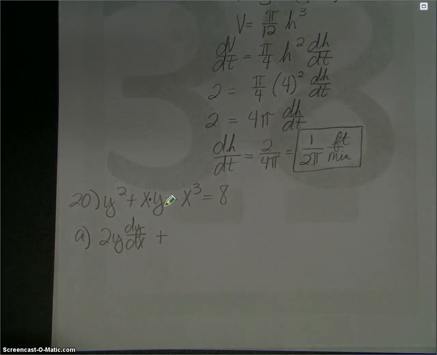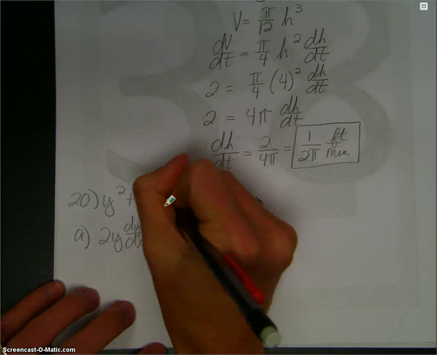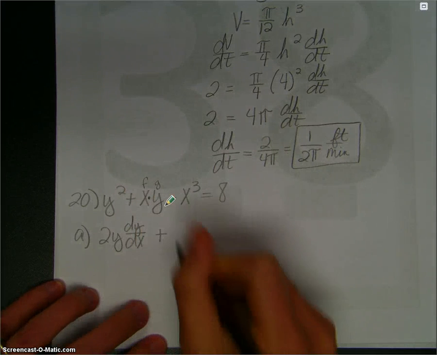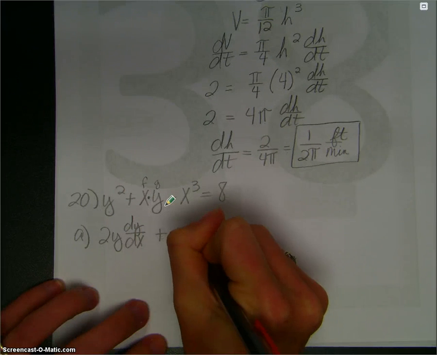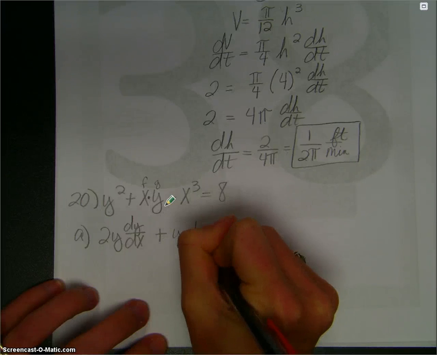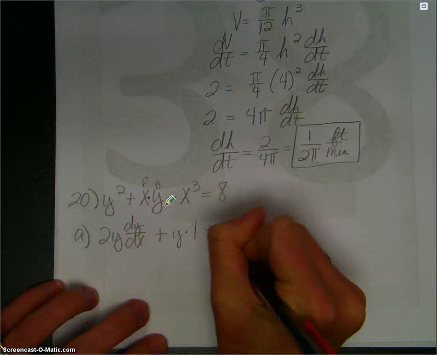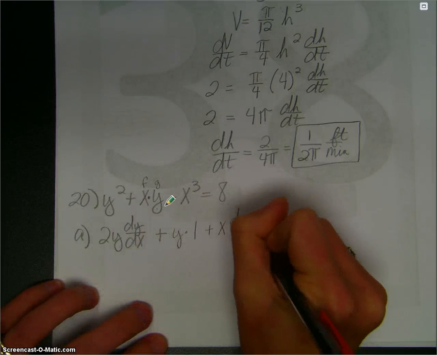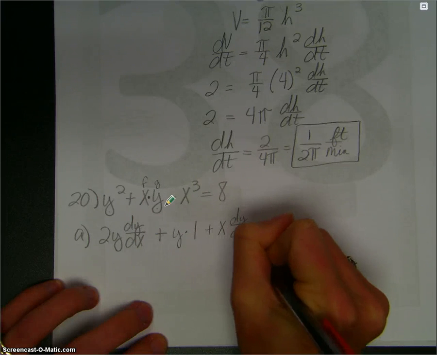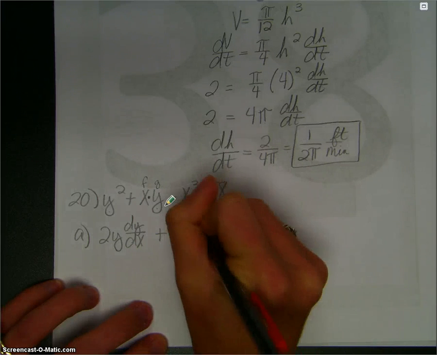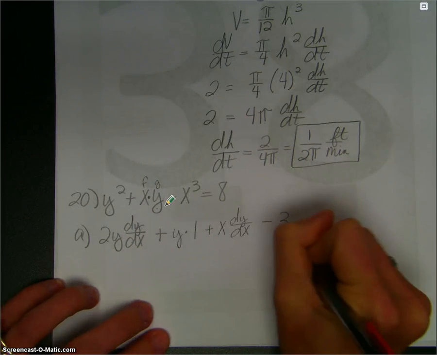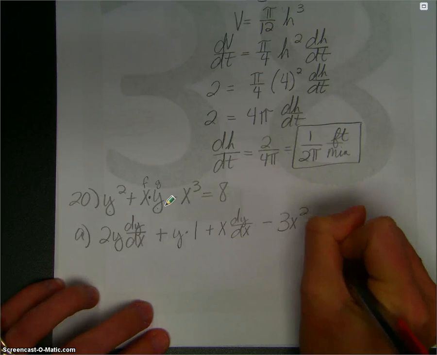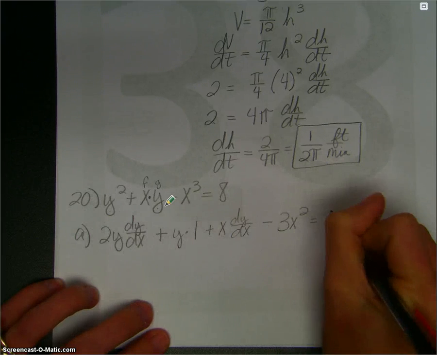All right, now I want to use my product rule with this. So here's f and here's g. I'm going to have g times f prime, which is 1, plus f times g prime, which would be 1 times dy over dx. And then I'll have minus, and the derivative of x cubed is 3x squared. Be careful right here: the derivative of 8 is 0.